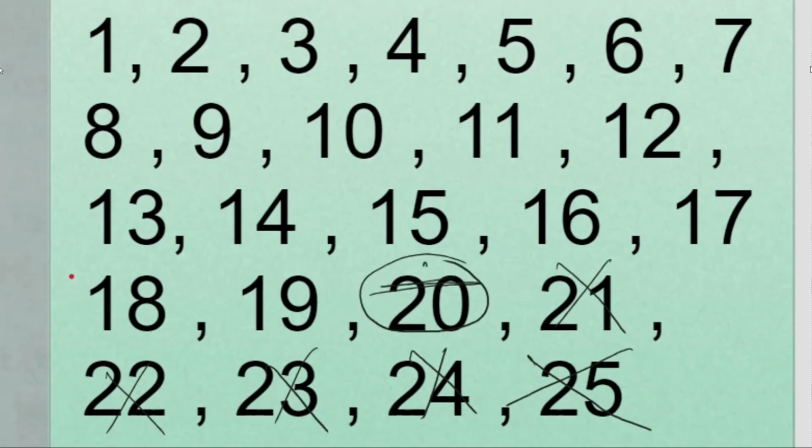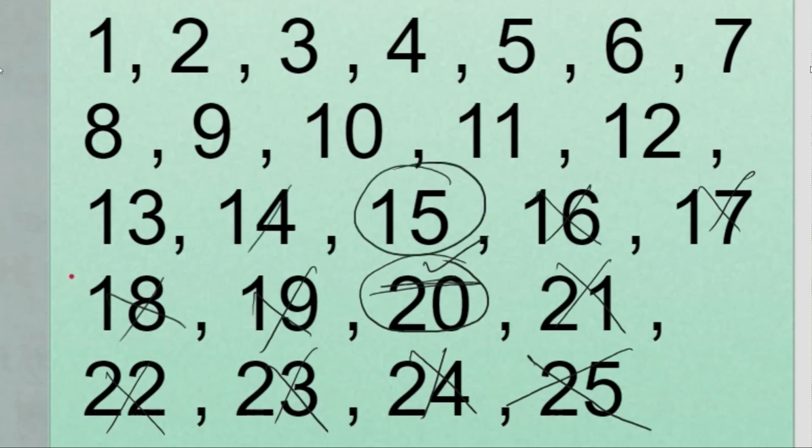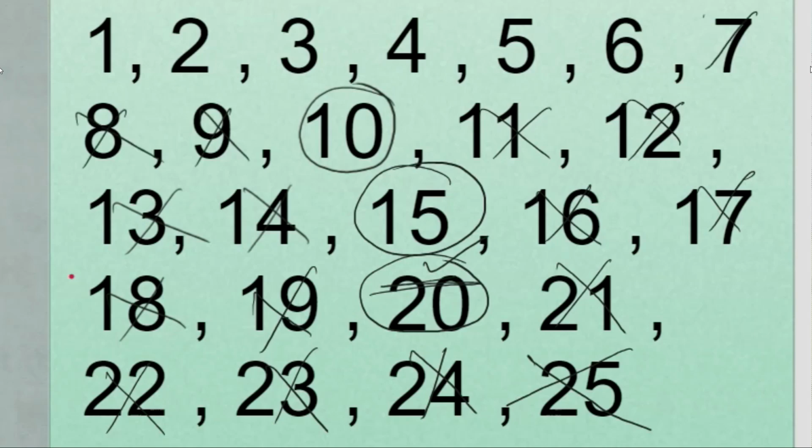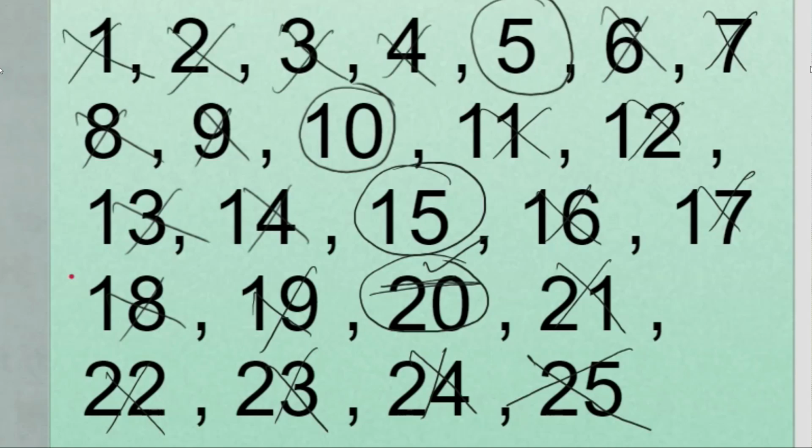This 20 is included as this is divisible by 5. Again 19, 18, 17, 16 are not included but 15 is included as it is divisible by 5. 14, 13, 12, 11 are not included, 10 is included. 9, 8, 7, 6 are not included. 5 is included. These all are also not included.